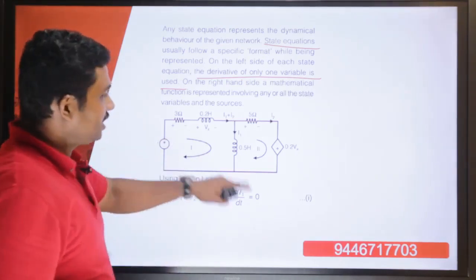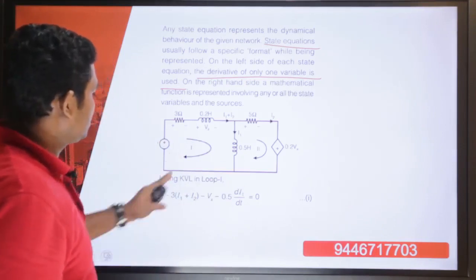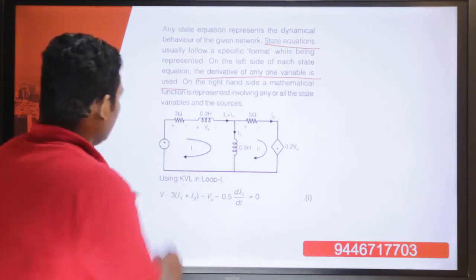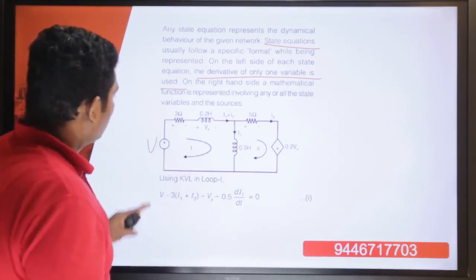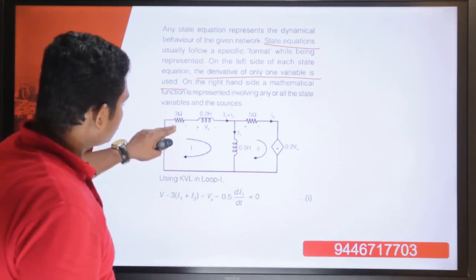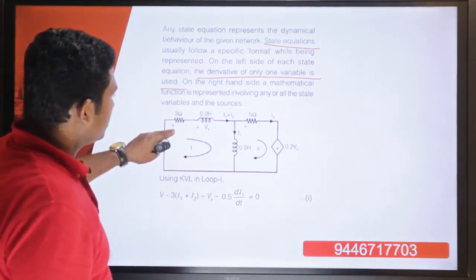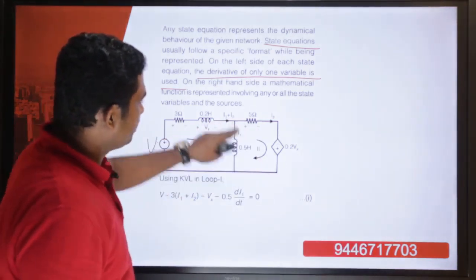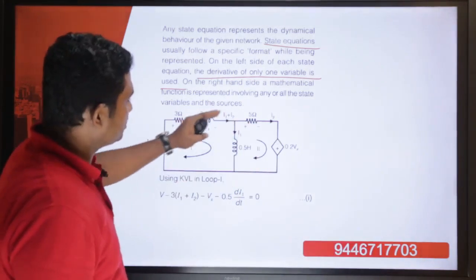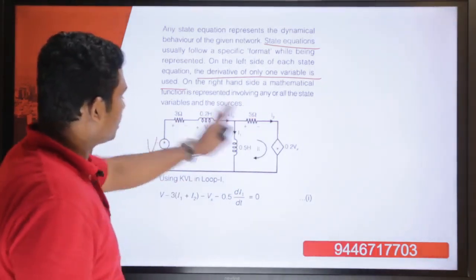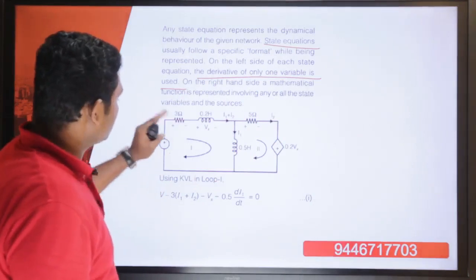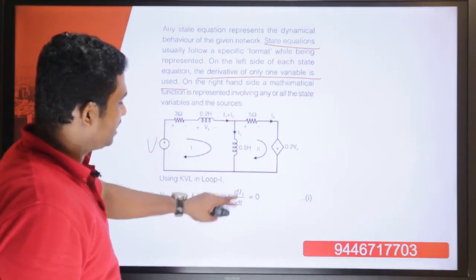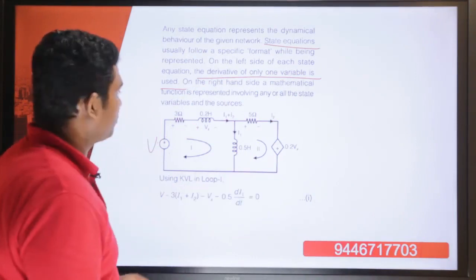So we have recreated the same diagram, and we are going to apply Kirchhoff's voltage law in loop 1. This is voltage V. So voltage V minus 3 into the current passing through 3, which is I1 plus I2. Here the current is I2 and here it is I1. We are assuming that the current is branching into I1 and I2 and the total current is I1 plus I2. So it is V minus 3 into (I1 plus I2) minus Vx minus 0.5 di1 by dt is equal to 0, which becomes equation number 1.